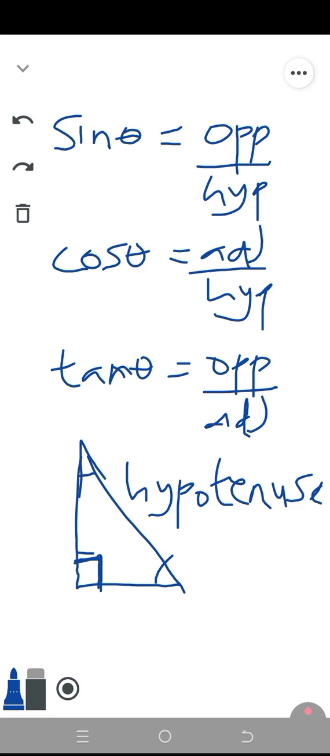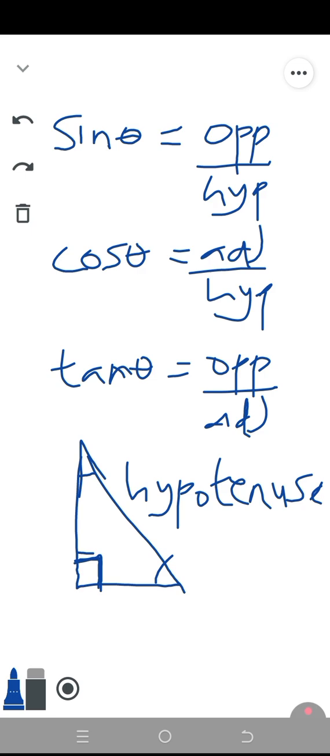Now, opposite and adjacent are not fixed. I'll say that again. Pay attention. Your opposite and adjacent are not fixed. They change, unlike your hypotenuse, which is fixed. Once you know your hypotenuse, that's your hypotenuse. It doesn't change. It's always the side facing the 90 degrees. But your opposite and your adjacent can change. So we need to learn how to know the opposite and how to know the adjacent.